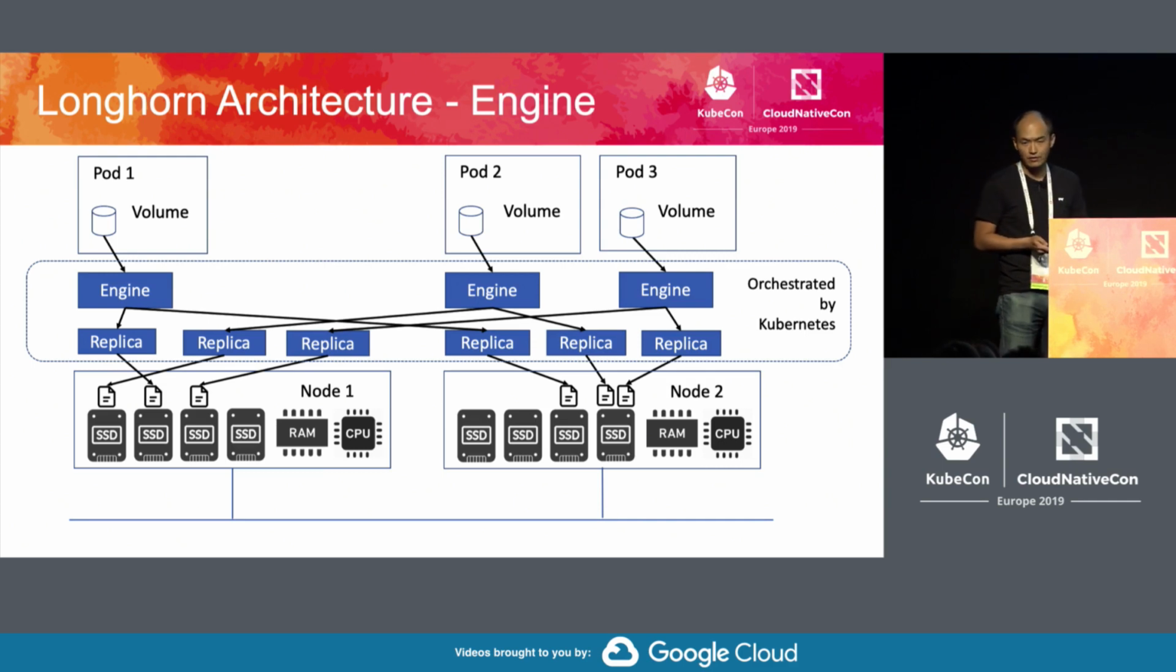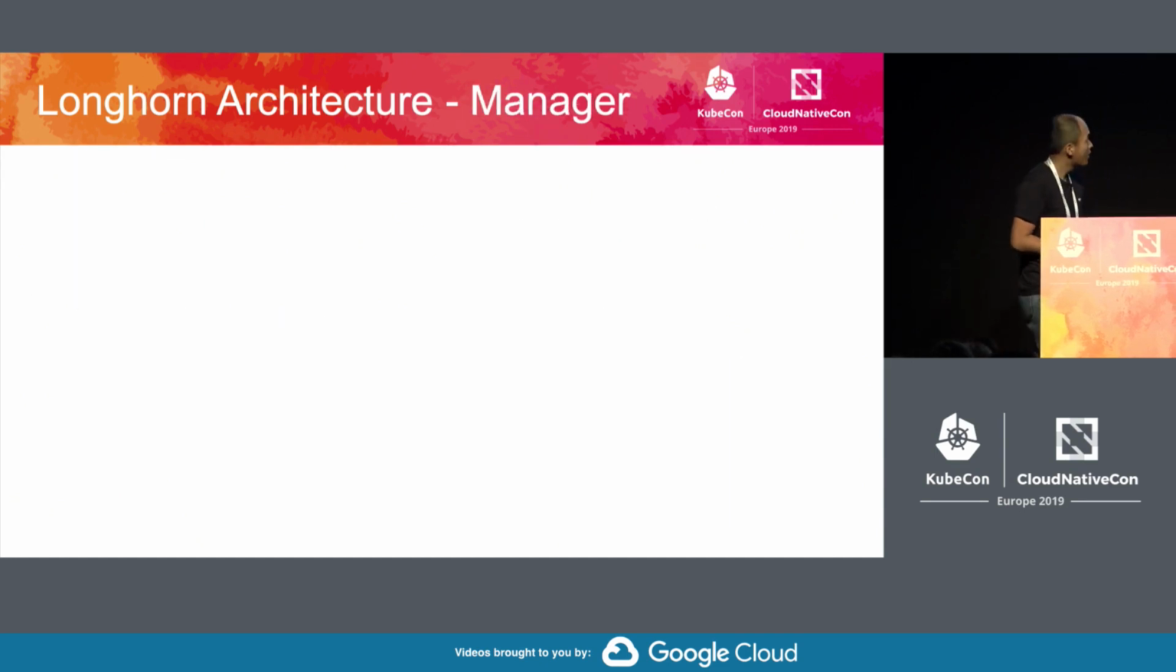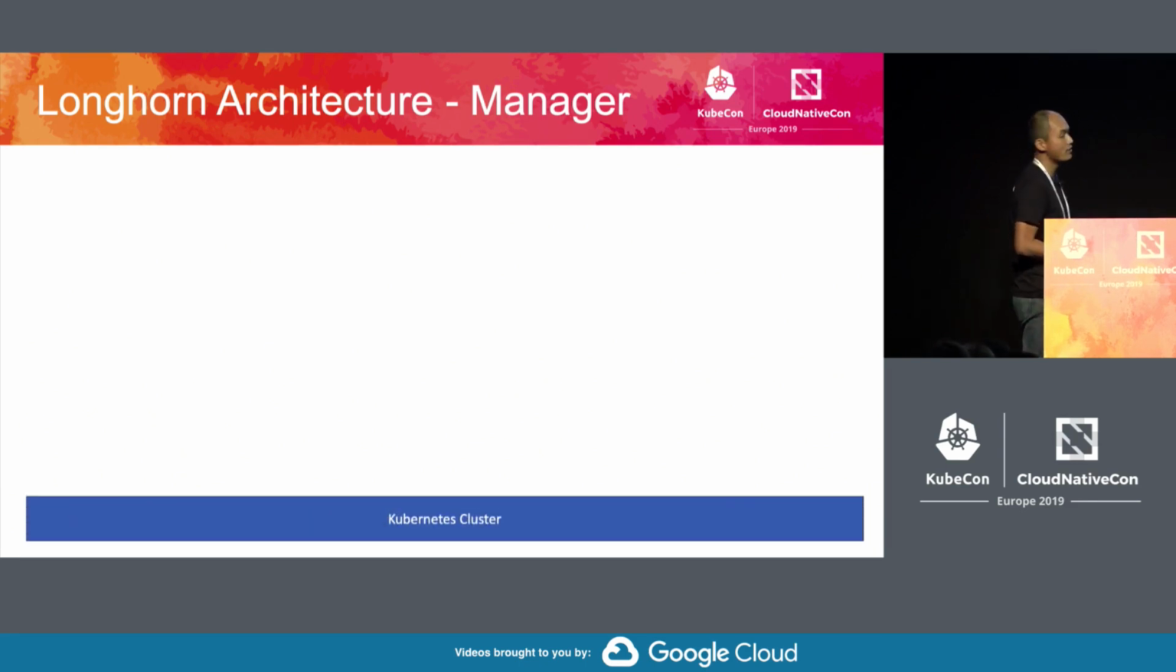That's the answer. We are utilizing Kubernetes to manage all these moving parts, and we cannot do that without Kubernetes. Because in the past, there was no Docker container technology and no Kubernetes, it was pretty hard for us to do microservices at this level. So we built the Longhorn Manager based on Kubernetes. Here's the architecture of the Longhorn Manager.